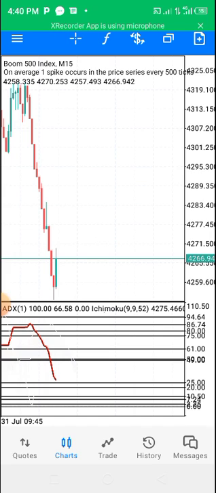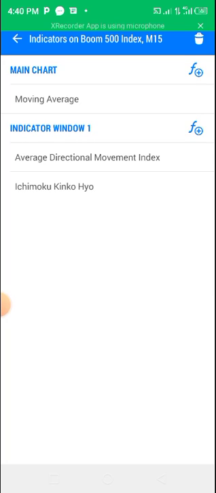So guys, let's get to business. Today's strategy, the indicators we'll be needing will be, on the main chart, the moving average, and in indicator window 1 we have the Average Directional Movement Index, and we have the Ichimoku.